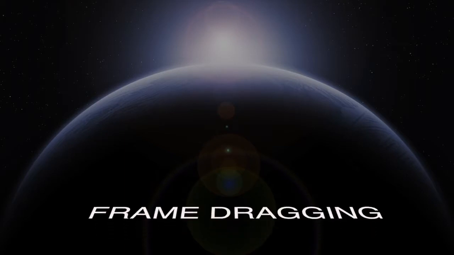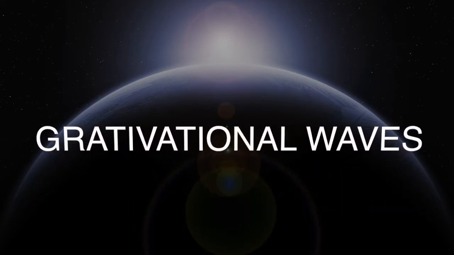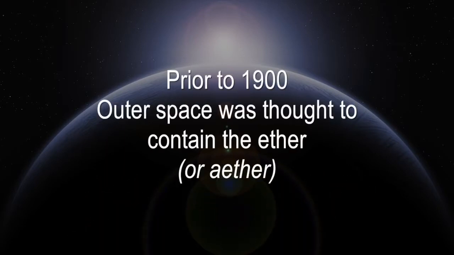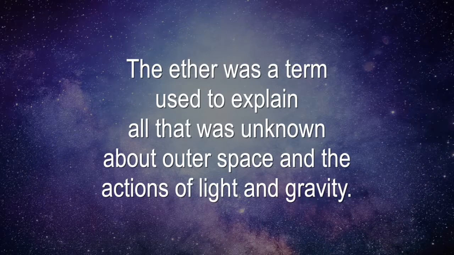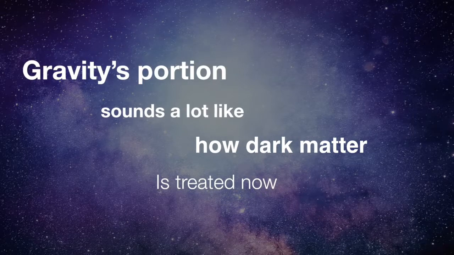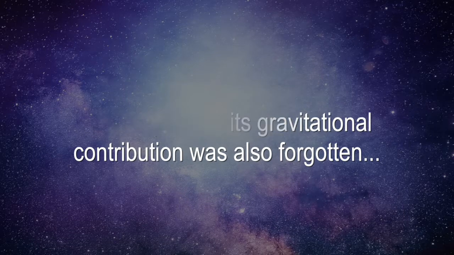We will explain how what Einstein saw as frame dragging was the actual cause of this lensing. We will also show alternate explanations for gravitational waves and alterations to time. Prior to 1900, outer space was thought to contain the ether. The ether was a term used to explain all that was unknown about outer space and the actions of light and gravity. Gravity's portion sounds a lot like how dark matter is treated now. When the luminous ether was disproven, its gravitational contribution was also forgotten.